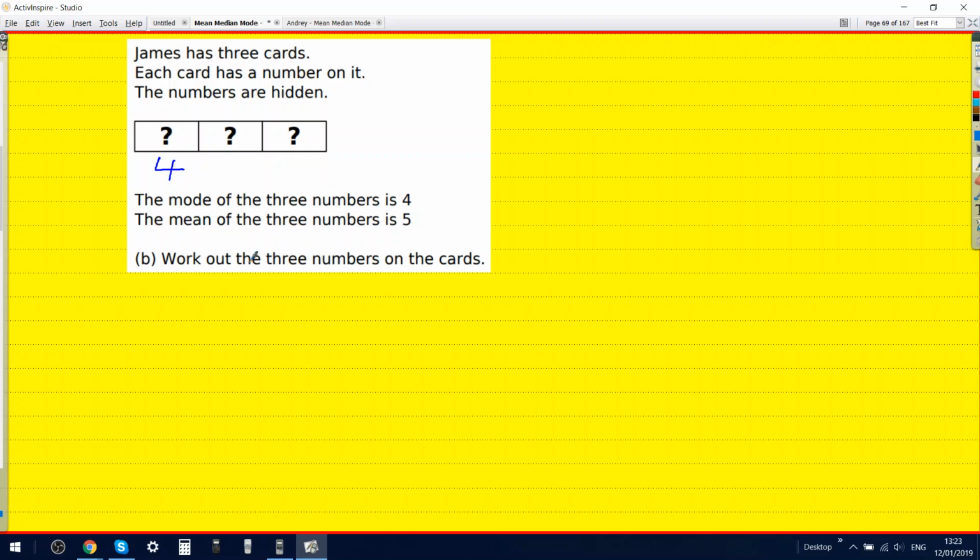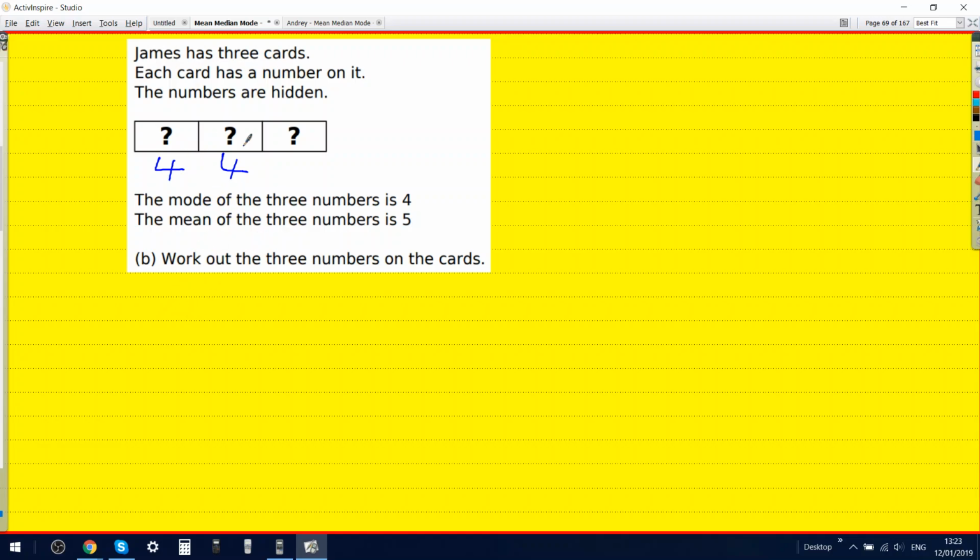Yeah, and so one of the other numbers is 4. So that one is 4. Okay, and so now the mean has to be 5. So how would you do that? Would you say it's 6? Because will that work? I think so.